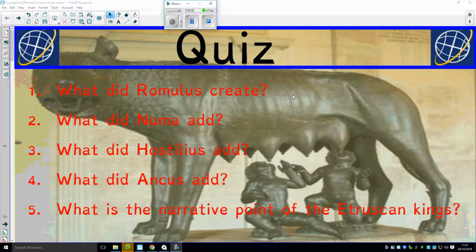This lesson on the foundations of early Rome is about the conflict of the orders that we'll look at in a moment. First off, here's the quiz on the previous bunch of lessons.